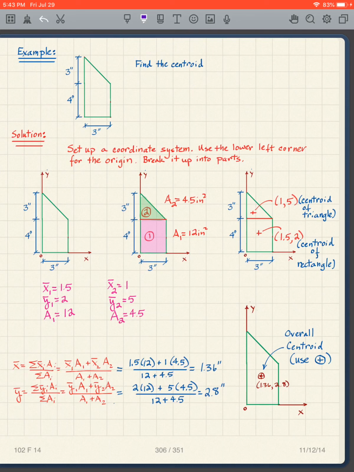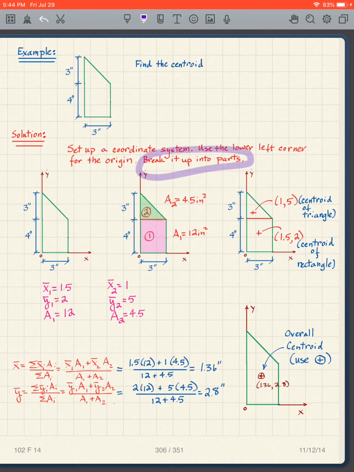It's made up of, well, you can see the dimensions: 3 inches, 4 inches, 3 inches. I've got a triangle up here and a rectangle down here. The first thing we have to do is set up a coordinate system, and we're going to use the lower left corner for the origin. This is sort of standard practice. You don't have to, but this is what I want us to do.